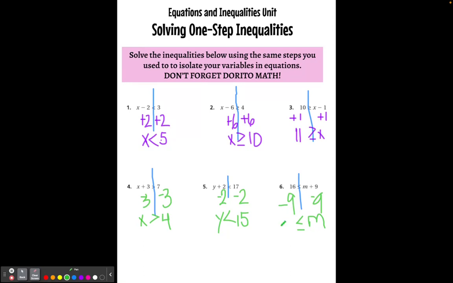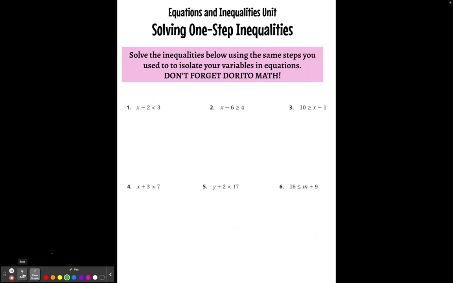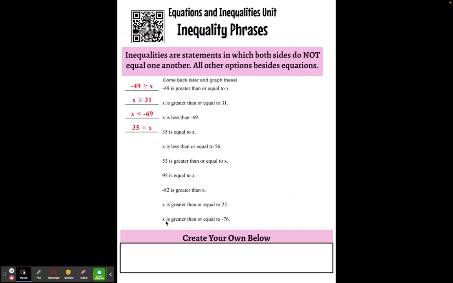Think about what all of these mean as we go into our next step, because our next step is going to be actually translating them. Okay, so now we have the words written out. Can we actually write them down as an actual inequality? Okay, so I have some examples for you, and then we can run through the rest of them together.